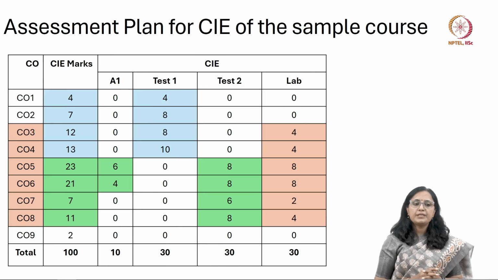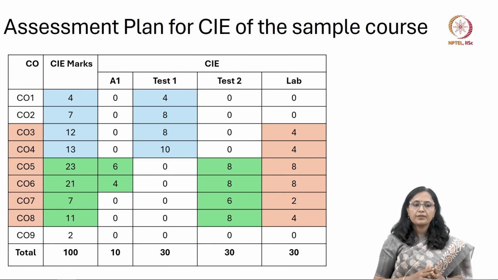Again, taking the same table, there are 9 COs, which means we are still referring to the same course on analog circuits, and previously we have also calculated the CIE marks. So, CIE marks for every course outcome that we have calculated. Basically, it is the duration of class and lab hours to the total, which is equal to 75.